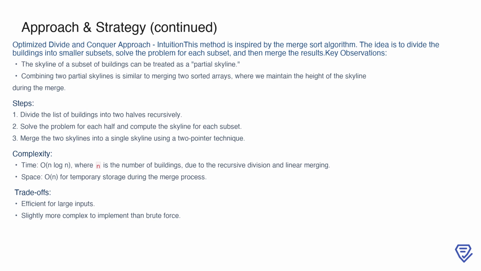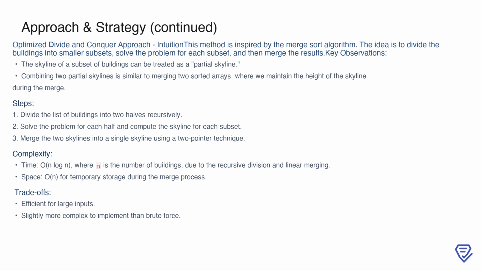The key idea is to divide the buildings into smaller subsets, compute the skyline for each subset, and then merge these partial skylines into a single result. A critical observation here is that combining two partial skylines is similar to merging two sorted arrays, and as we merge, we track the height changes to maintain the correct skyline.